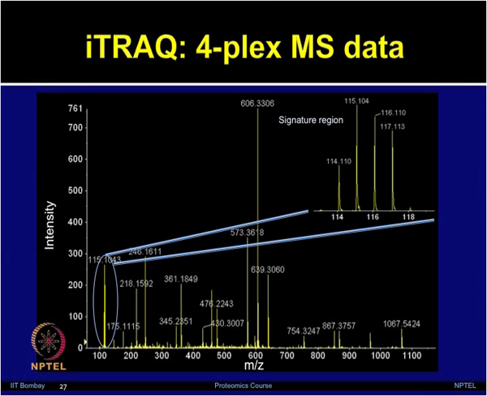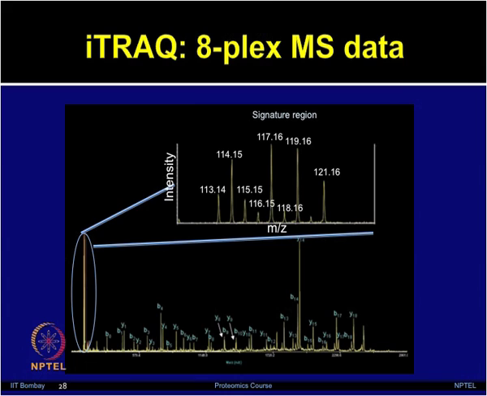The MS data is shown, and the MS spectrum is showing the reporter region, the signature of these 4-plex iTRAQ labeled peptides: 114, 115, 116 and 117. Now, we will have a look at the 8-plex MS data.